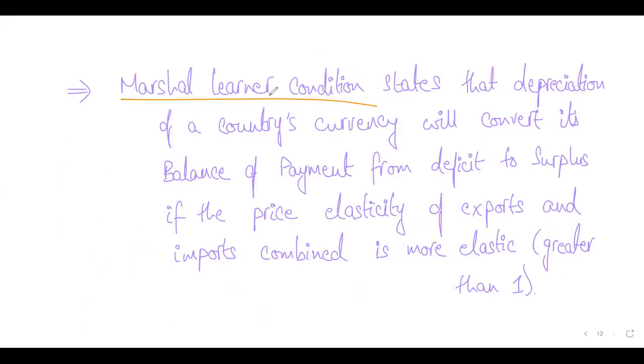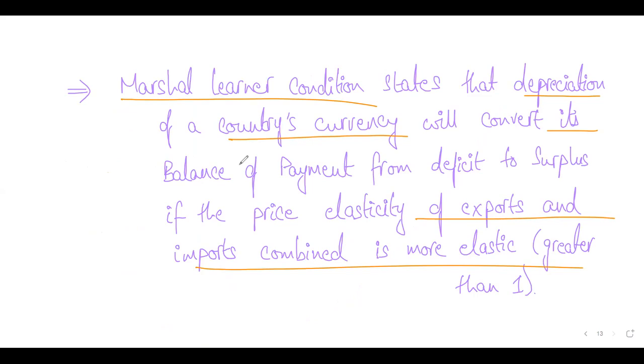Now, what is the reason behind this? The Marshall-Lerner condition states that depreciation of a country's currency will convert its balance of payments from deficit to surplus if the price elasticity of demand for exports and imports combined is greater than 1. In the short run, as demand is price inelastic for both exports and imports, that's why it will get worse, but in the long run, we'll find cheaper substitutes for imports.